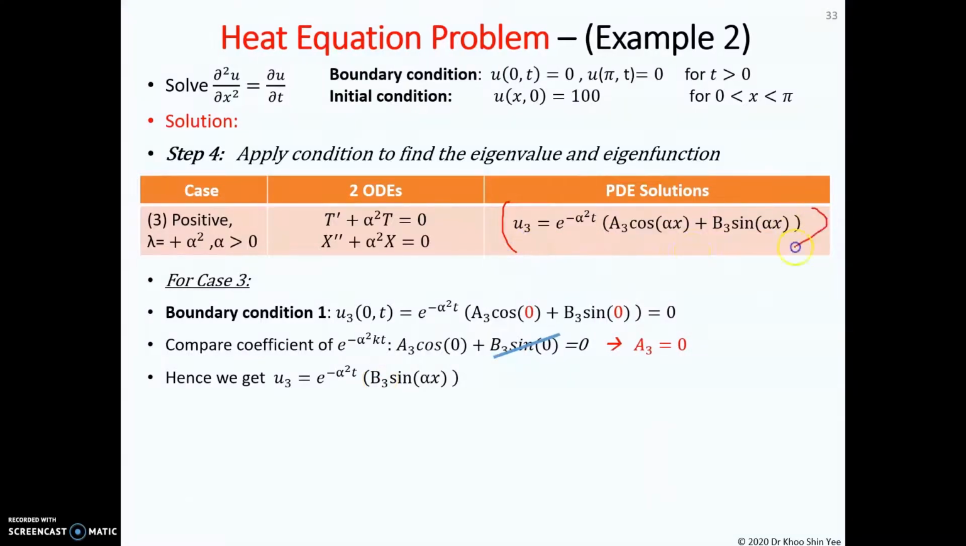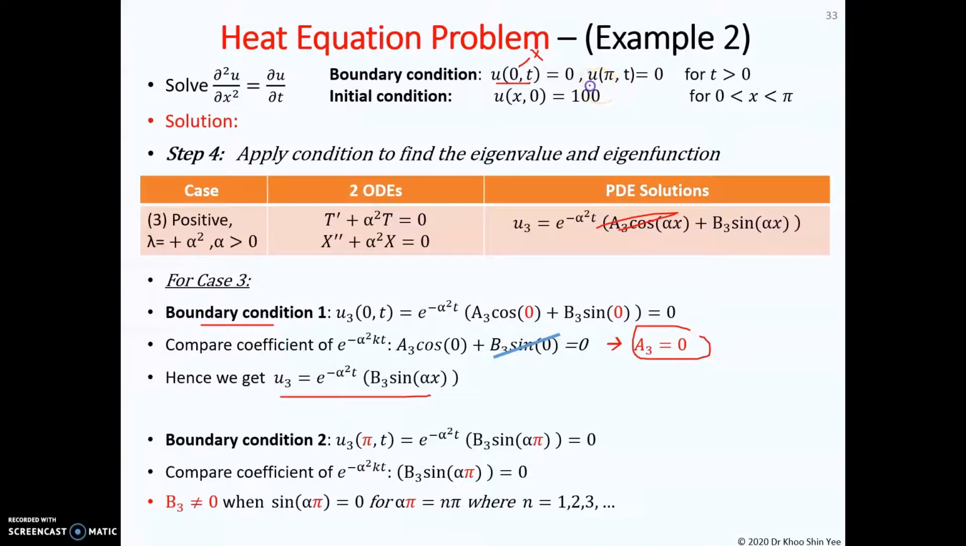This is the solution for the third case. Let's apply the first boundary condition. Substitute x equal to 0. Then you obtain your u equal to 0. Cos 0 gives you 1. And sine 0 gives you 0. So this term can be cancelled. So you have a3 equal to 0 when you compare the coefficient for exponential on both sides. So this is the answer after you apply the first boundary condition. You substitute inside, then you obtain the new PDE solution.